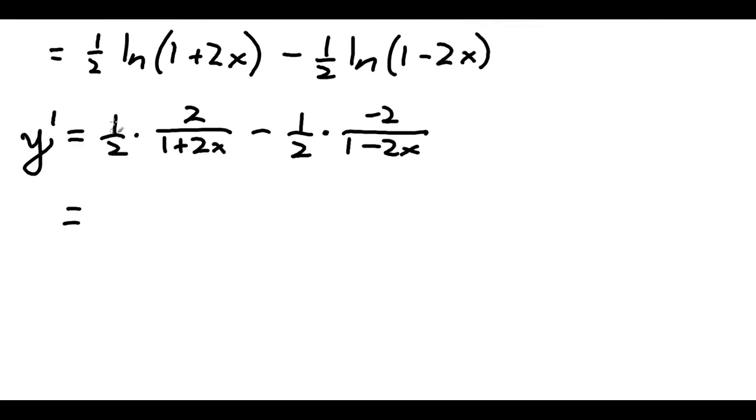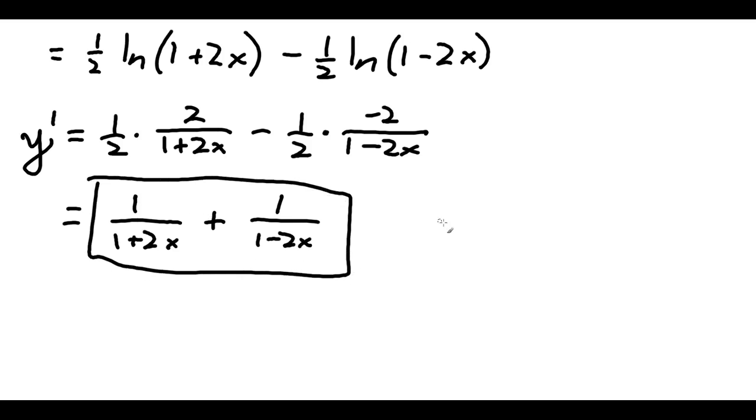So we see, okay, 1/2 times 2 is 1. We have 1 over 1 plus 2x. We have minus and negative, that'll make plus. And again, the 1/2 and 2 cancel, and we have 1 over 1 minus 2x. And this is an acceptable form for the derivative.